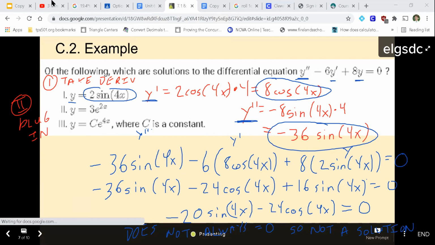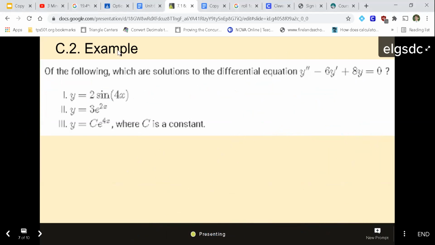The idea here, again, is you take the derivatives, you plug in, and then you have to verify whether or not the equation is true for all x's. And in this case, that is not true for all x. So let's try another one. This one.